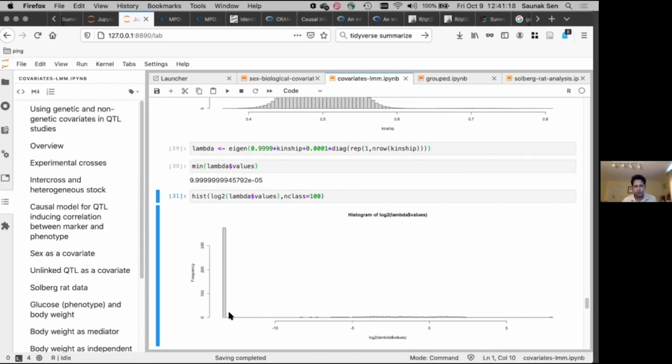You can see that there are a bunch of very small eigenvalues here, and there is a smattering of larger eigenvalues, and one really large eigenvalue, which is expected.